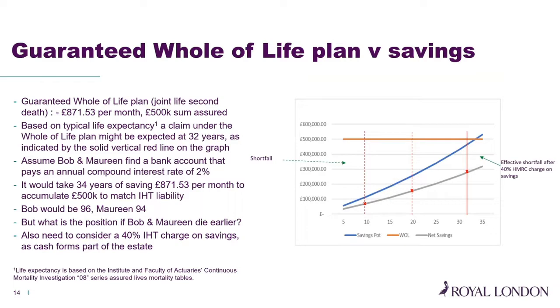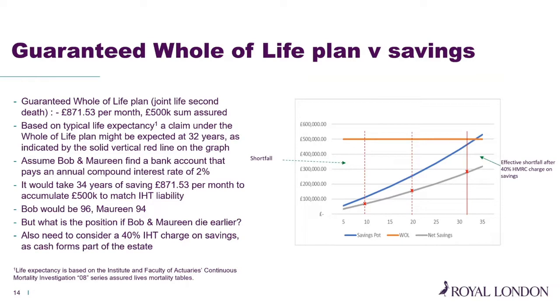Well, we're going to give them a 2% compound interest rate at a local bank account, which is quite generous with interest rates. I know they only went up recently, but 2% is still quite generous. But we're making a point here. So we give them a 2% interest rate. It would actually take them, with this blue line that represents the savings pot, 34 years of saving the same amount of money as the premium to accumulate £500,000.